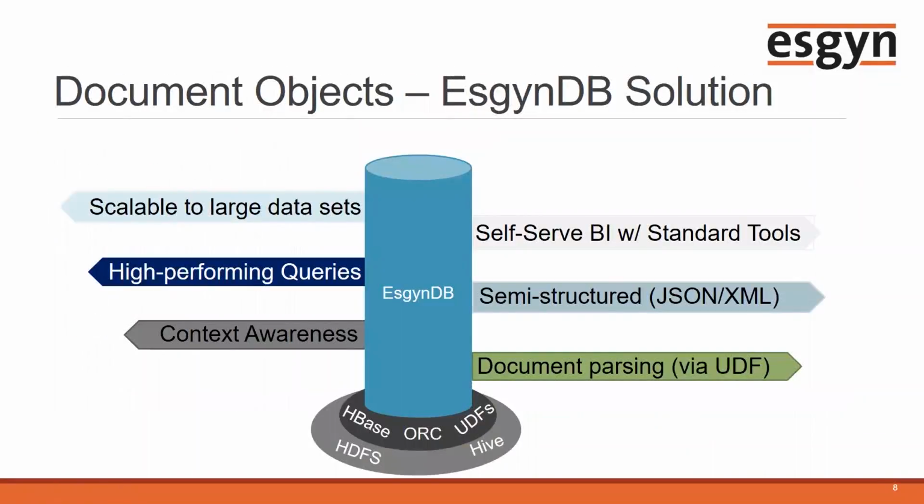In conclusion, we saw how a large volume of JSON objects can be stored, processed, and queried in EsgynDB. The data can be ingested while the analysis and queries are running concurrently.